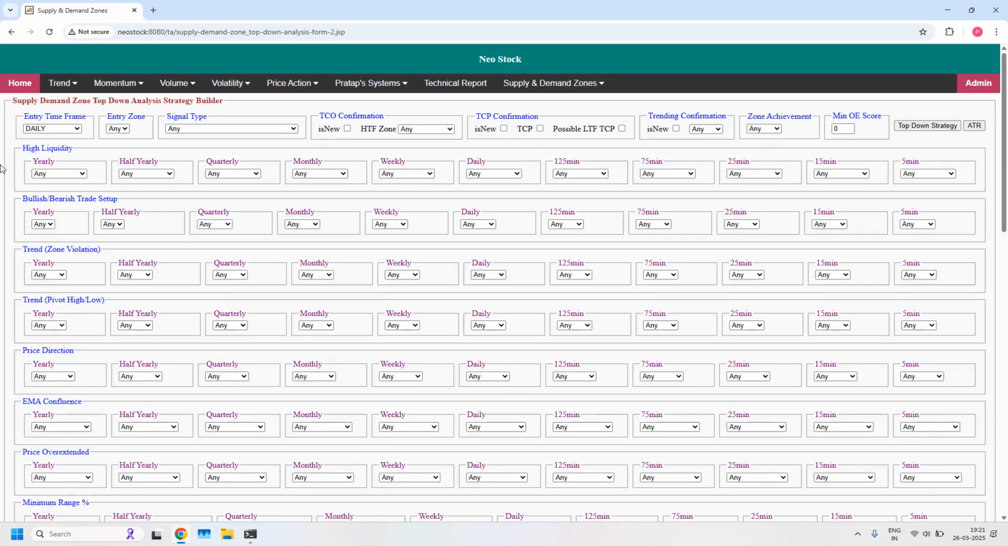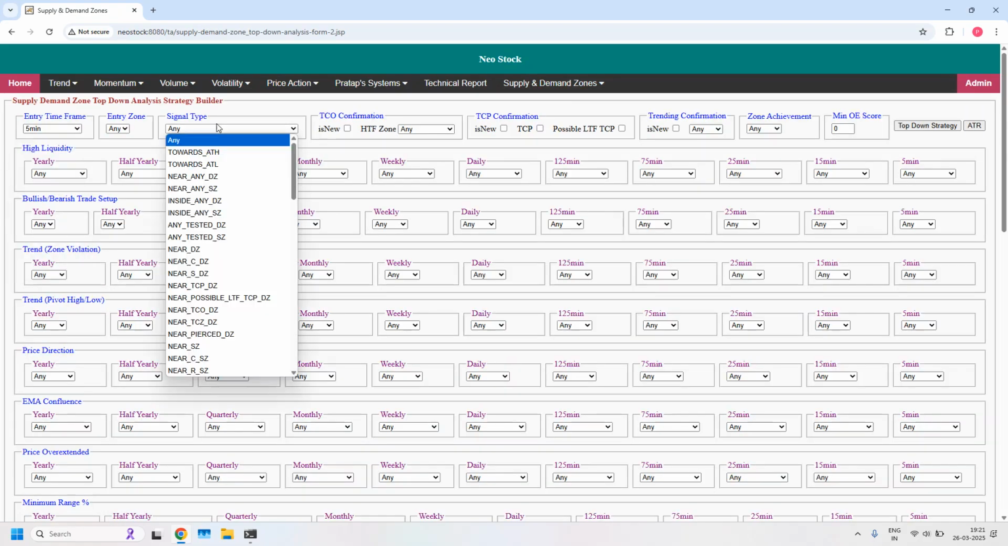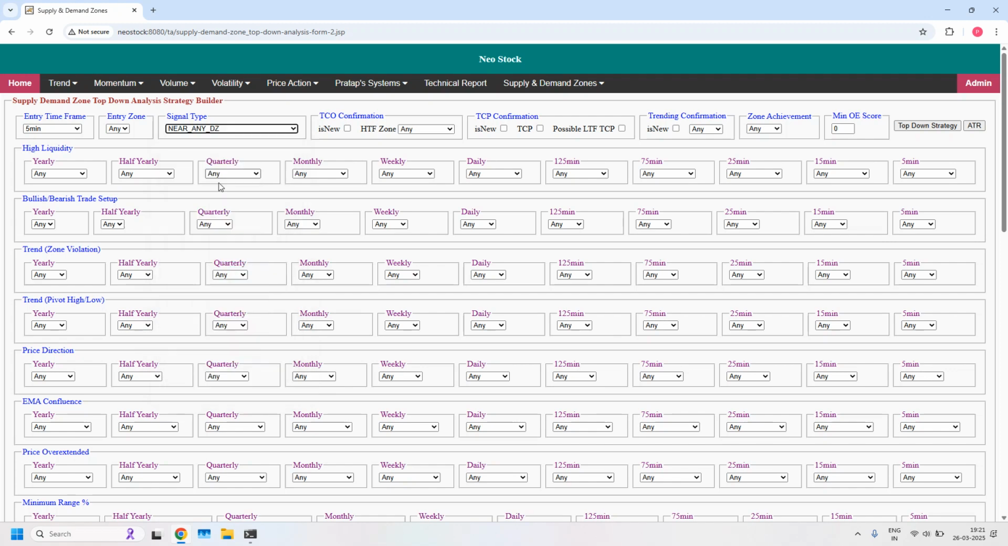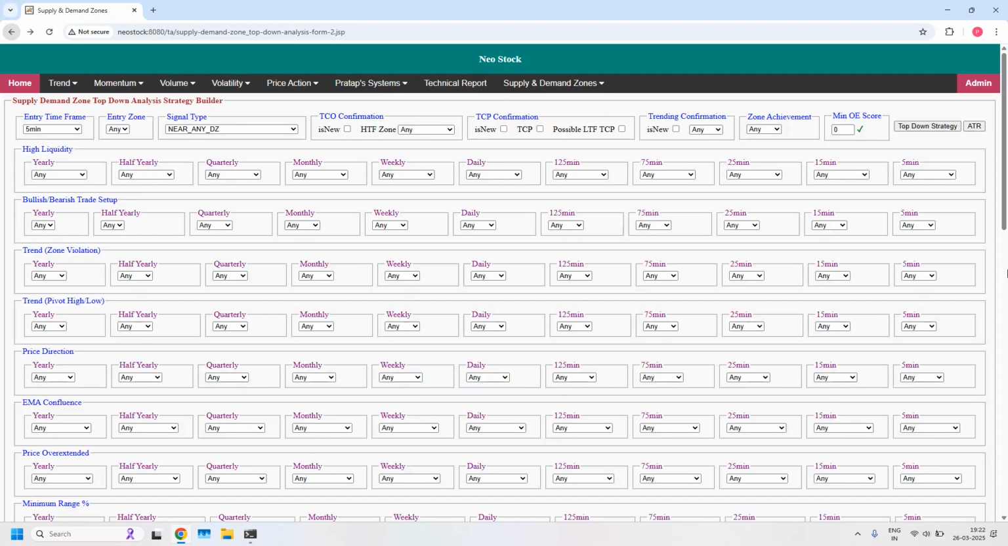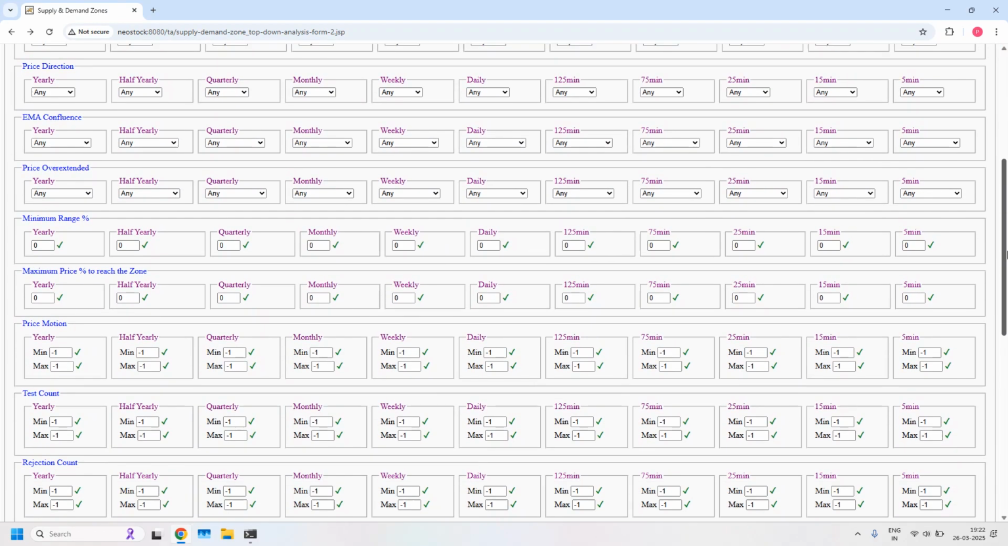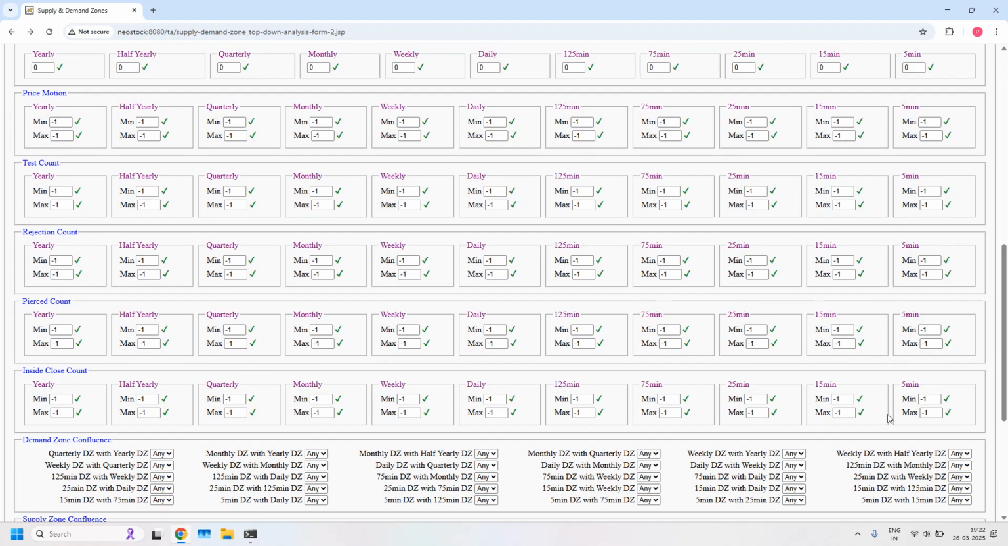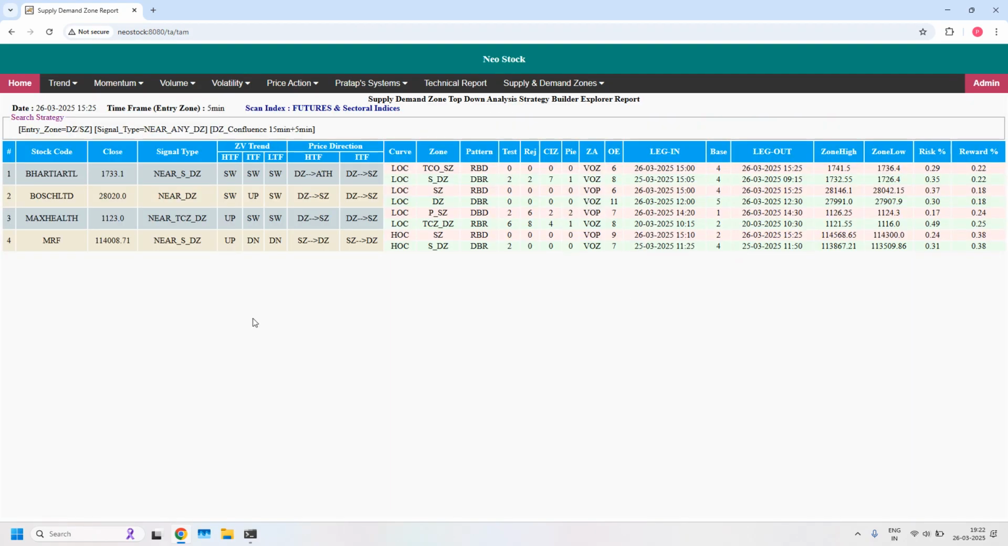Okay, next time frame is 5 minutes. Stocks near 5 minutes demand zone. We got 12 stocks. We can further filter based on the ITF demand zone confluence. That is 5 minutes with 15 minutes demand zone confluence. I am enabling the filter. Now we got 4 stocks.